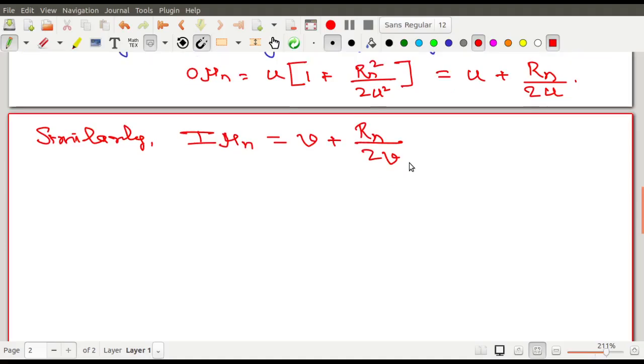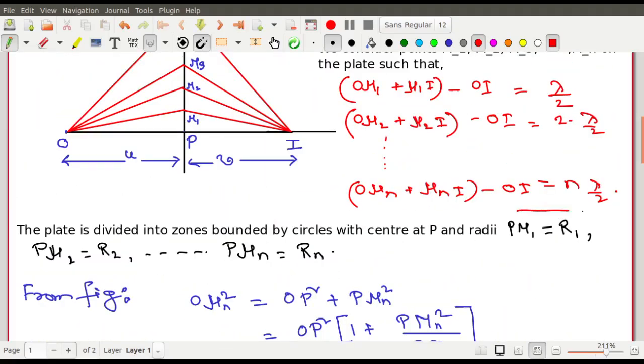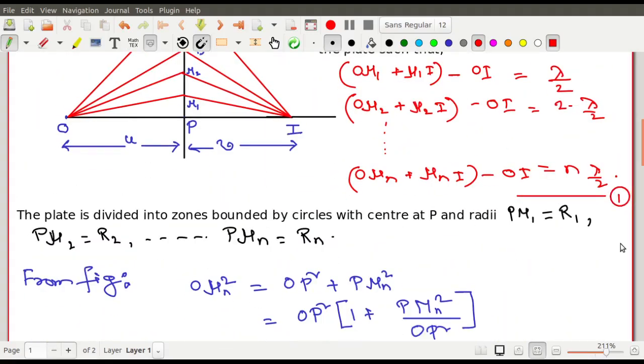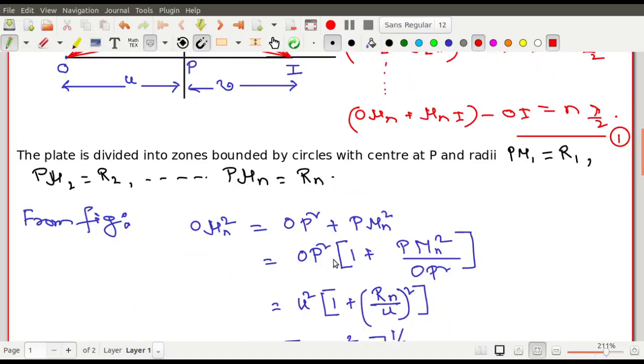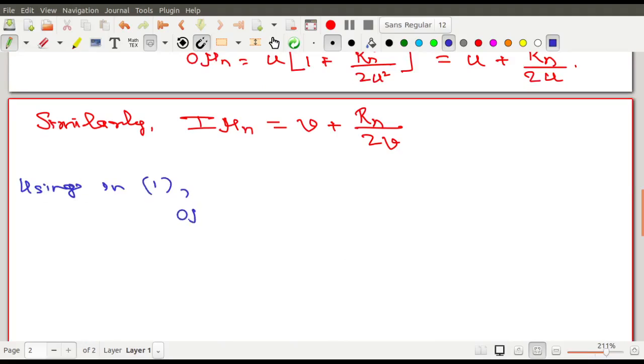You have a proper understanding. Now if you put this in equation 1, where is my equation 1? This one I call 1. This is the general equation. So if I use the values of OMN and IMN in this particular equation, OMN plus IMN minus OI equals n lambda by 2, as we have assumed as per our requirement.